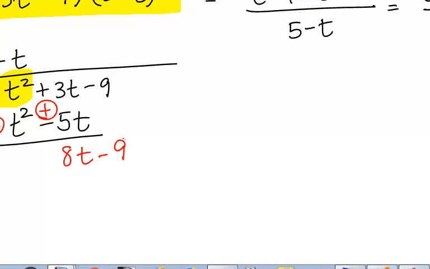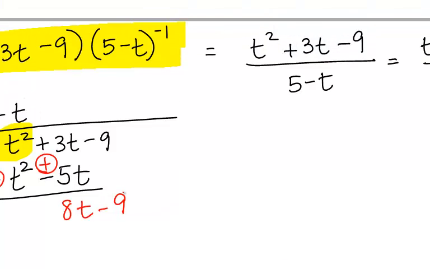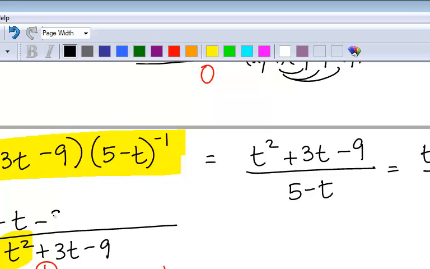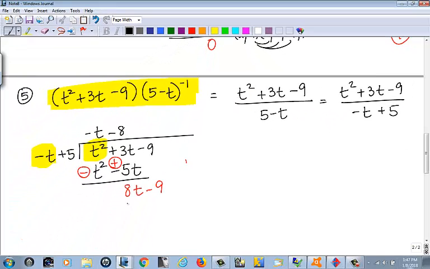What do I need in my answer? Yep, I need a negative 8. Negative 8 times negative t would be positive 8t. Negative 8 times 5 would be negative 40. Change the signs. Remainder of 31. So we're going to put a plus sign and then put 31 over the divisor, negative t plus 5. Everybody good with that long division?